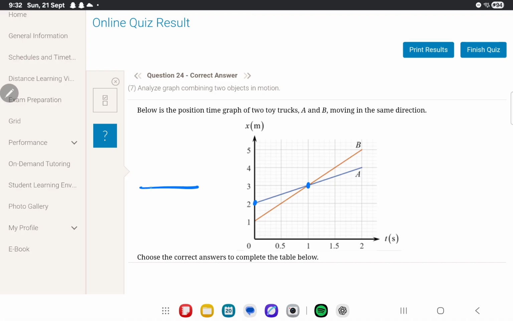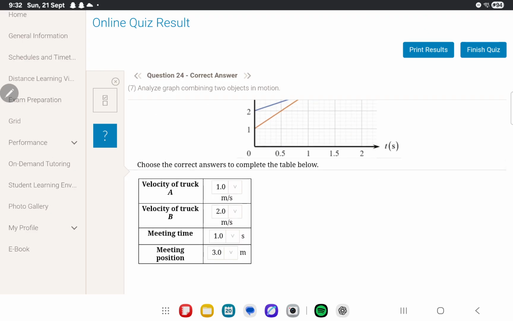Now, 1 minus 0 is just going to be 1. 3 minus 2 is going to be 1. So the average velocity is 1 meter per second. Right? I took 1 minus 0, and then 3 minus 2. 1 minus 0 is 1, 3 minus 2 is 1, 1 over 1 is 1. So 1 meter per second.